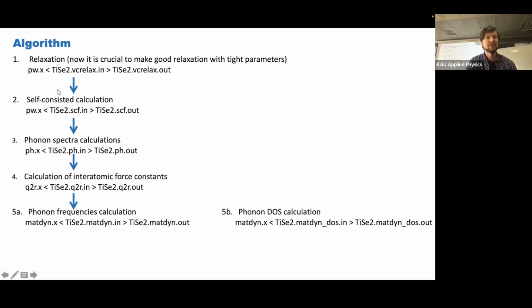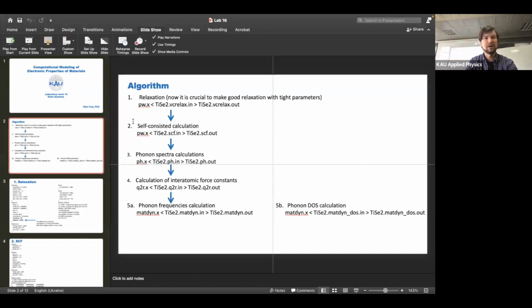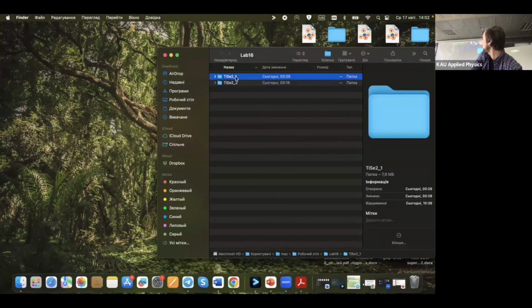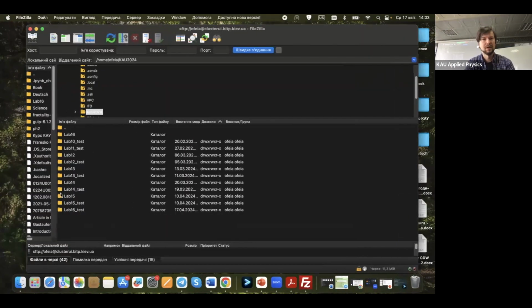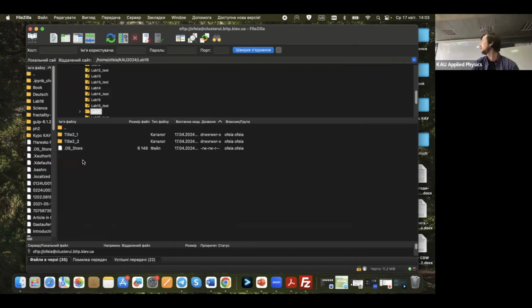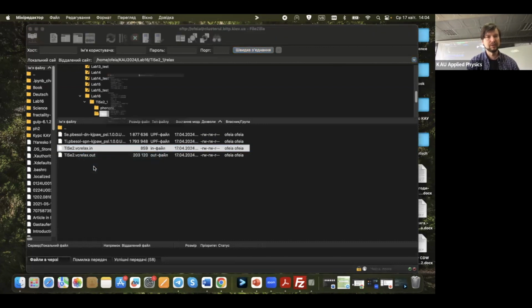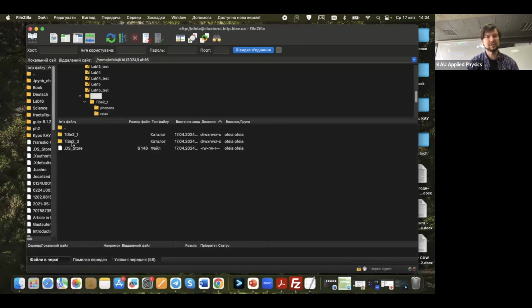Maybe you have noticed that we have different folders, and in our lab 16, I will show you. So we have lab 16, and we have here titanium diselenide 2, 1, and diselenide 2, 2. We have two relax folders, which I already calculated. Now you can say, I can open these two files, one from one folder and one from the second folder. All the differences are in these relax folders.